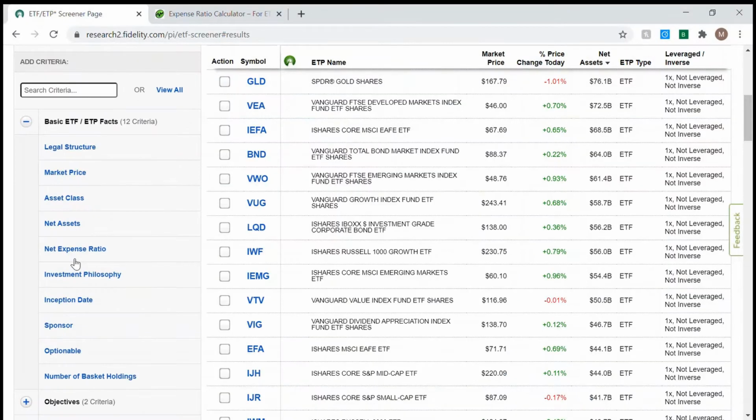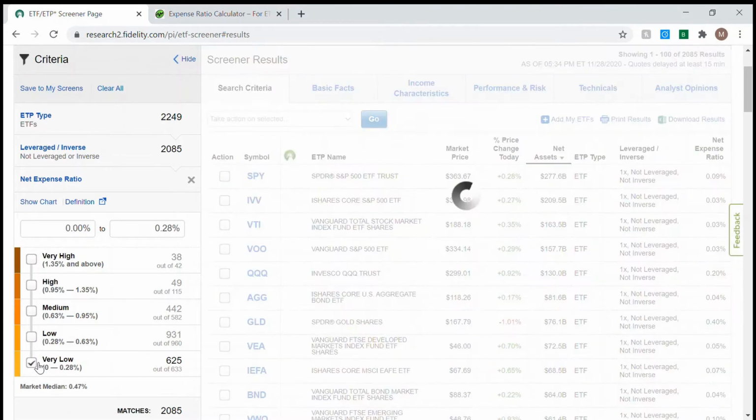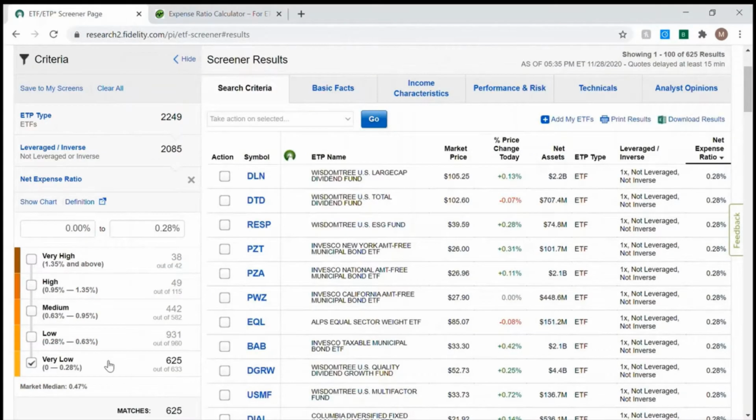So I'm going to go down to the basic ETF facts and hit net expense ratio and select very low. I didn't select low because I think low is still relatively high for a retirement investment. This may not seem like much, and you may be wondering why I care so much about a small percentage difference, but let me show you why this matters.